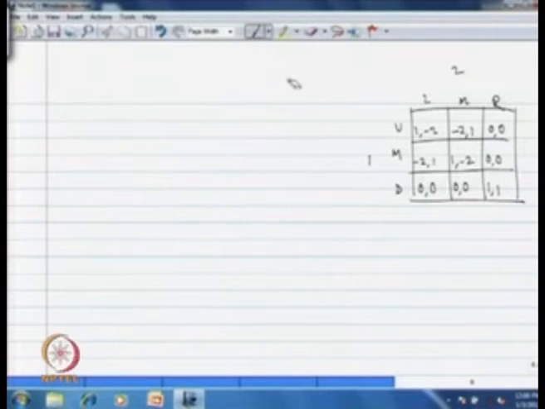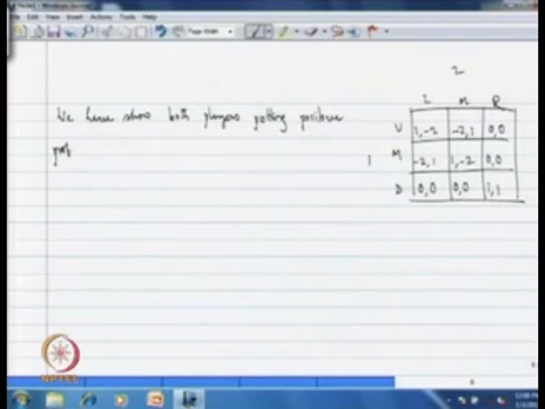So this is the game, and we have shown that both players putting positive probabilities on all actions cannot be a Nash equilibrium.